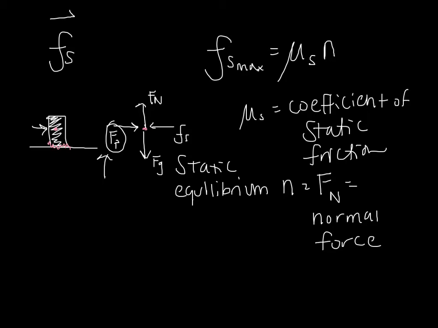So the higher this coefficient of static friction, the higher the stickiness between the object and the surface. So if a wooden block was sitting on sandpaper, it would have a higher coefficient of static friction than if it was a wooden block on a piece of aluminum.